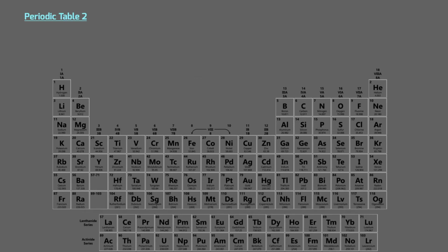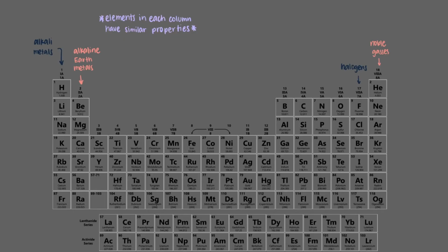In the last video, we walked through the basics when it comes to using the periodic table. In this video, we'll talk about why the periodic table is arranged in the way that it is. We talked about how group 1 elements are called alkali metals and group 2 elements are called alkaline earth metals. The elements in this column are called halogens, and the elements in the last column are called noble gases. Notice that these names apply to each element in the column. This is because elements in each column have similar properties.